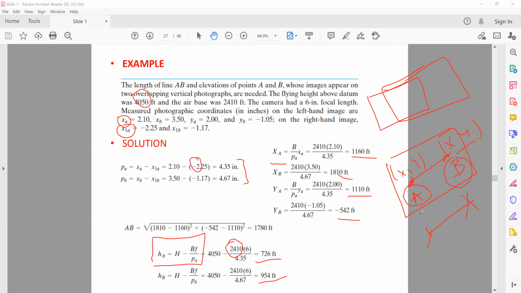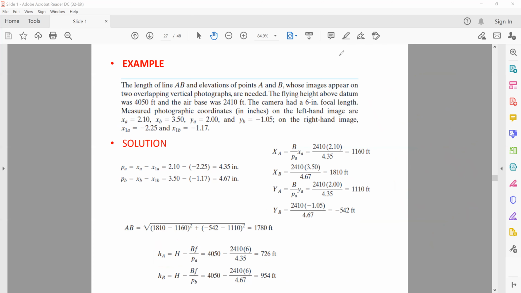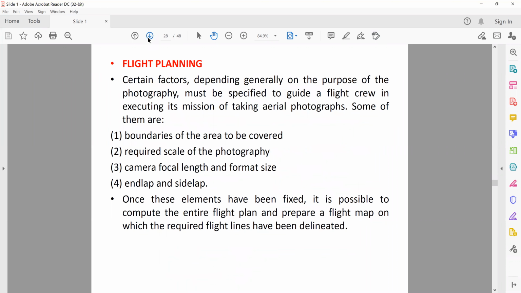The parallax comes from the same equation, which is the coordinates in reference to the direction of flight. Since we've called it x, we're using x to calculate parallax. Now that we have x and y coordinates with the relevant signs, we can replace them in this equation of AB over here and calculate the distance AB. So this is how parallax can help you in calculating the height of objects as well as the distances. So a vertical photograph can be useful in both calculating the elevations and the ground distances.